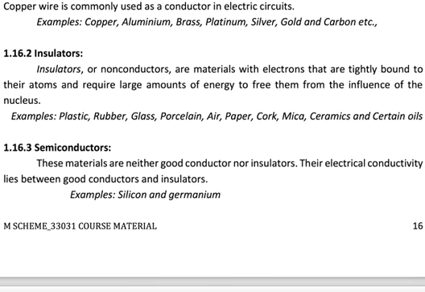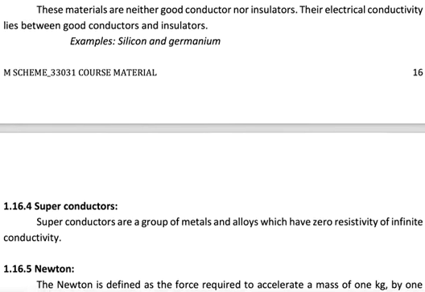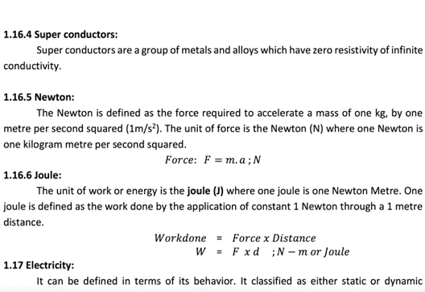Semiconductors are materials that are neither good conductors nor insulators. Their electric conductivity lies between good conductors and insulators. Examples are silicon and germanium. Superconductors are a group of metals and alloys which have zero resistivity, or infinite conductivity. The reciprocal of resistivity is nothing but conductivity.